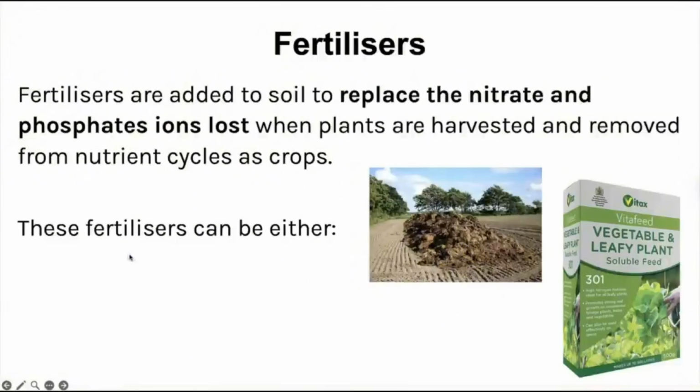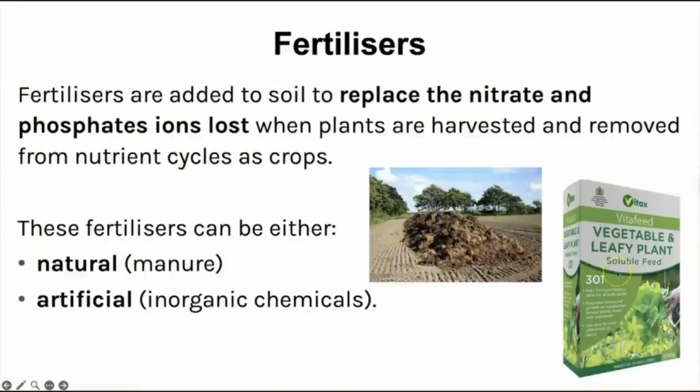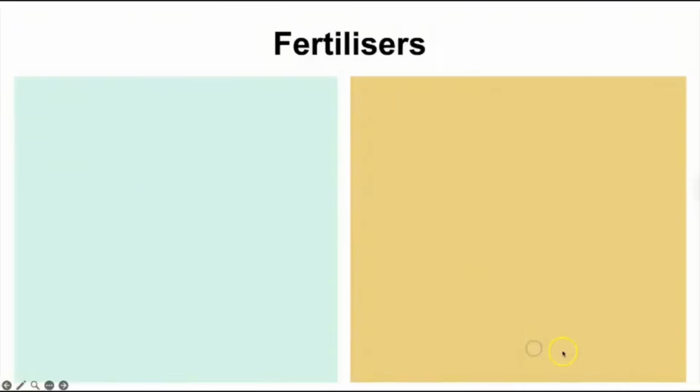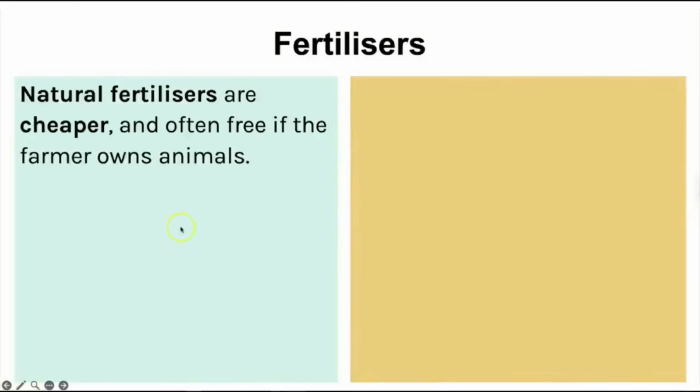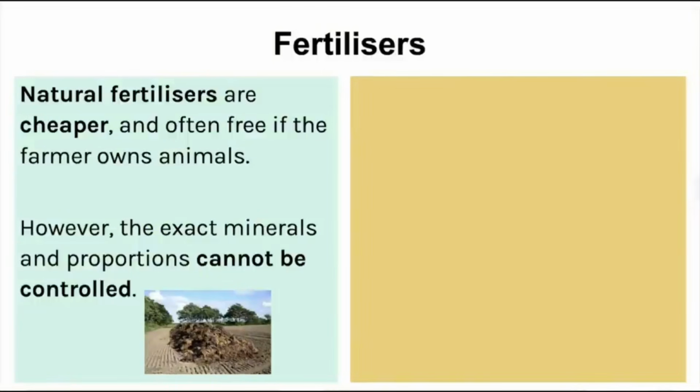So you always have to use fertilizers, and that can either be natural, so using manure, because we know from those two cycles that in feces there are phosphorus, phosphate ions and nitrogen containing compounds that can be broken down. Or you can use artificial fertilizers, which are inorganic chemicals, meaning no carbon, and there are pros and cons of these too. Natural fertilizers are cheaper. If you have animals on your farm already, it's free, it's just their manure. However, you don't know the exact mineral content, so you don't know how much nitrate or phosphate there is in there, and you can't control that.